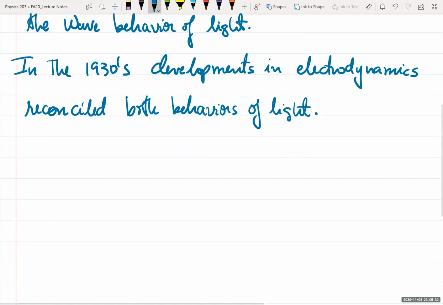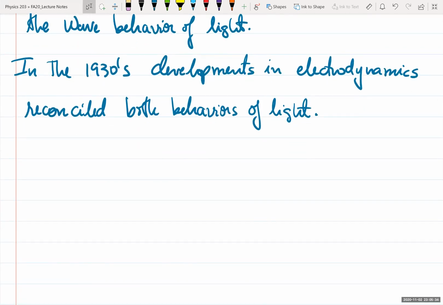Okay, so for now, in these next chapters, we are going to concentrate on the wave behavior of light. Eventually, we are also going to discuss the particle behavior of light. Okay, so a couple of things in here.